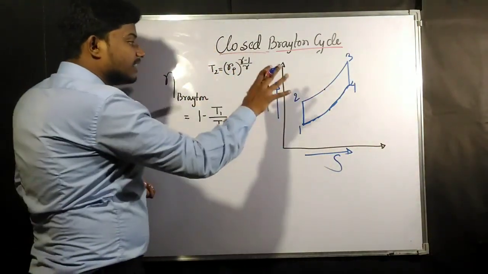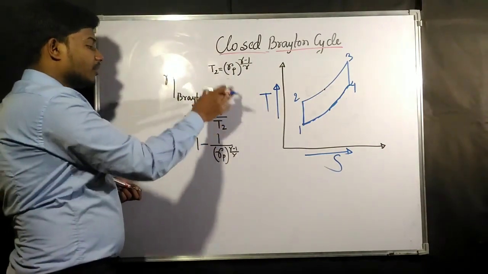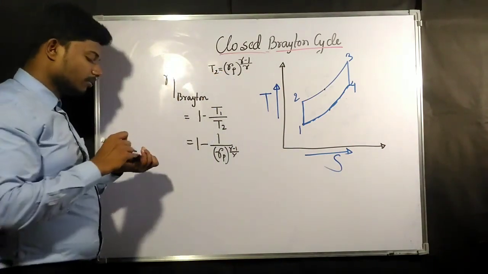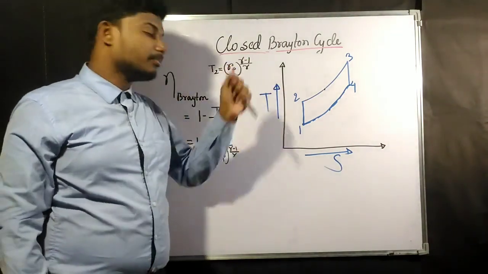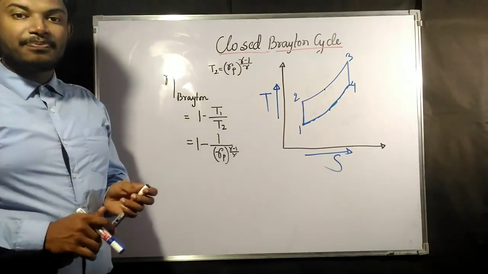Okay, so everything is going to be the same, even the efficiency is going to be the same. Now from the relation we have found out that T2 is equal to pressure ratio to the power (gamma minus 1) by gamma. So we are going to replace with Rp to the power (gamma minus 1) by gamma.